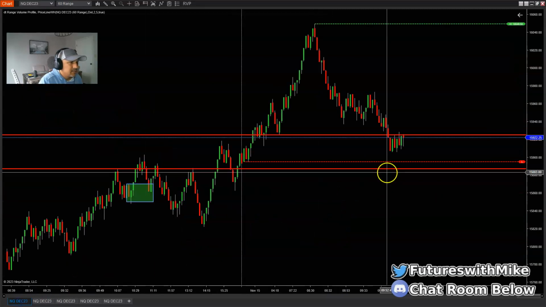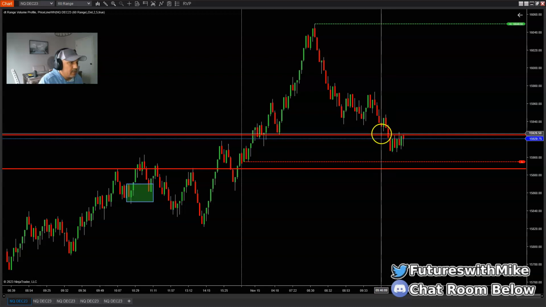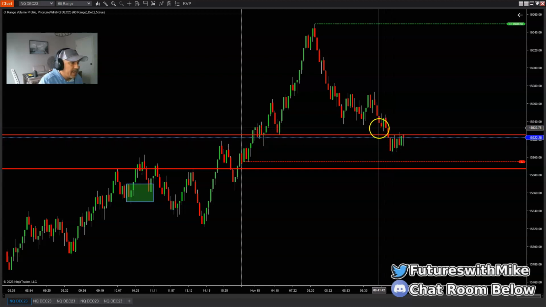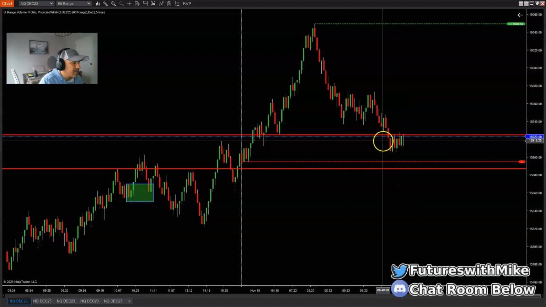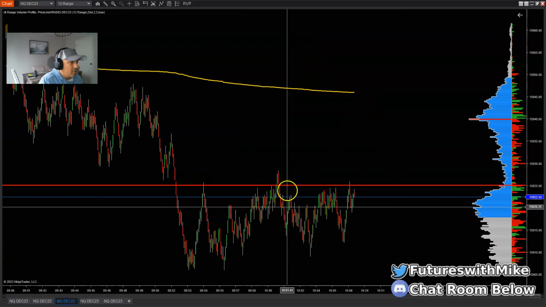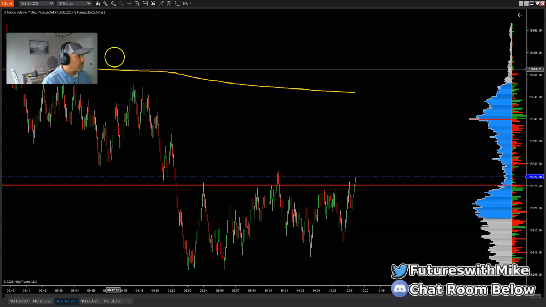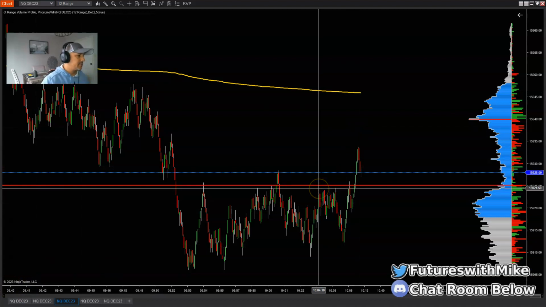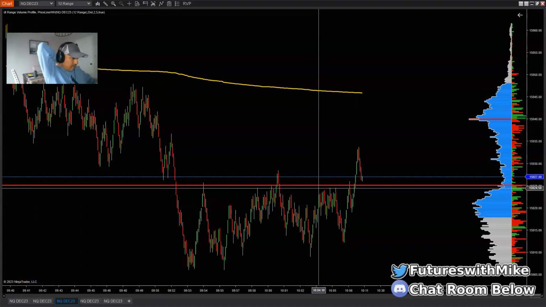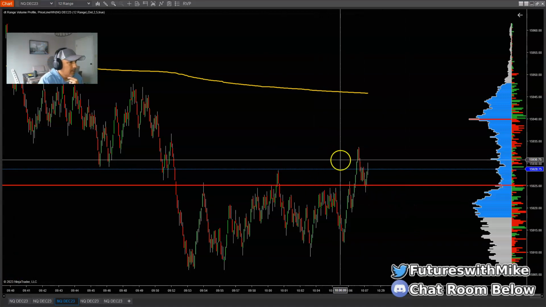We are bumping up against this area right here, a little supply area on the higher time frame. So the market, you can see what it's doing on the higher time frame, is moving sideways. But this was a pullback to an area of supply right here on the lower time frame chart. Okay, so now it's breaking up to the upside. So let's see what it does.